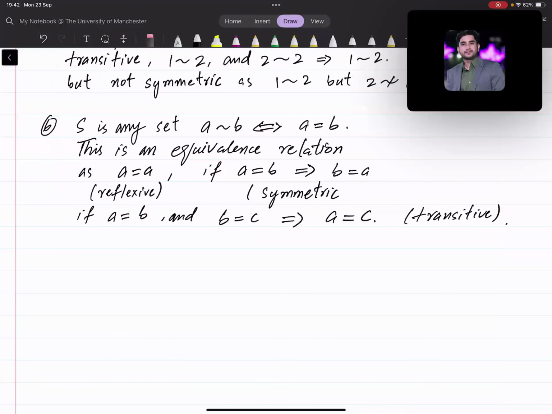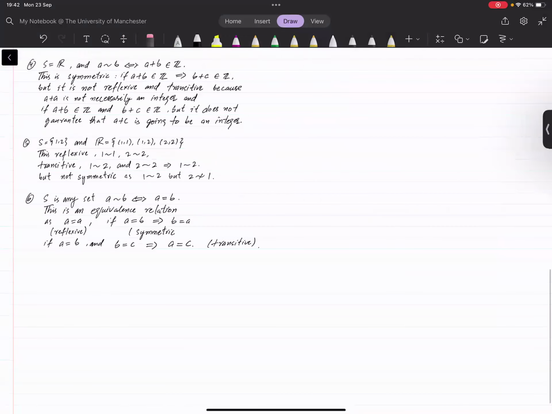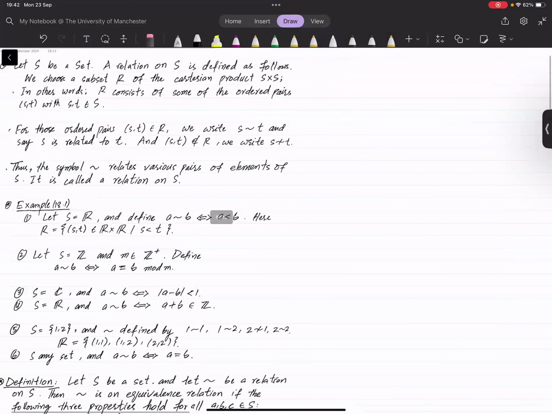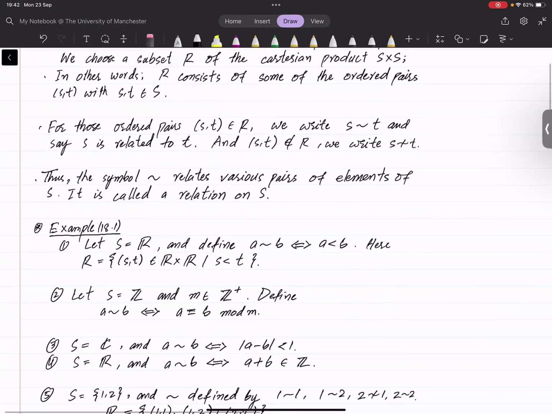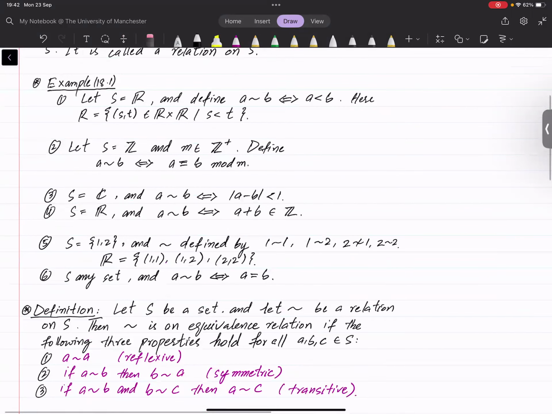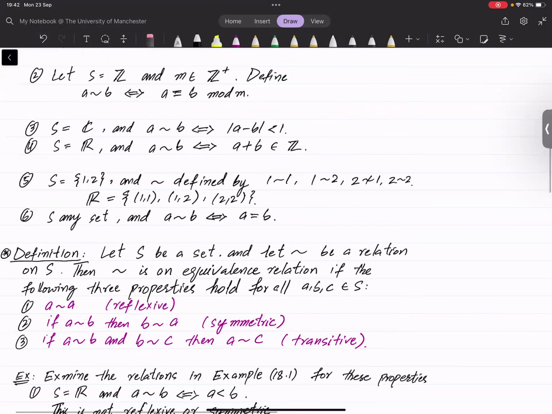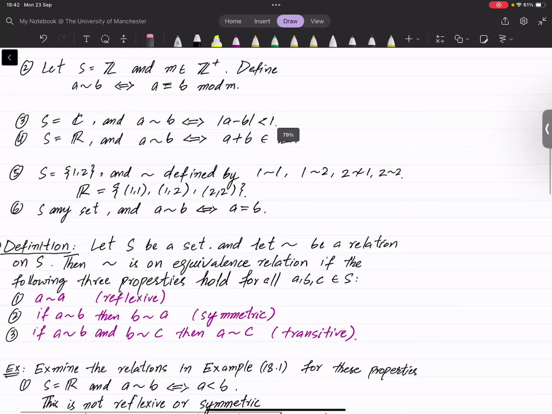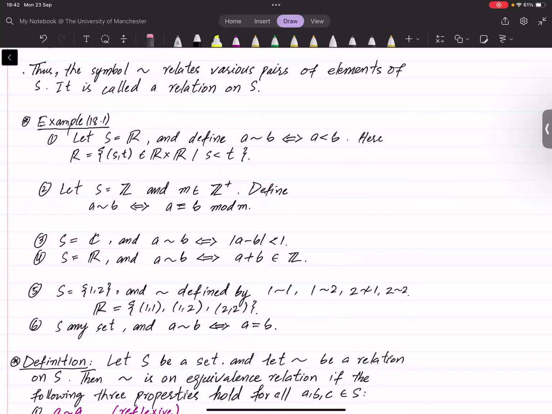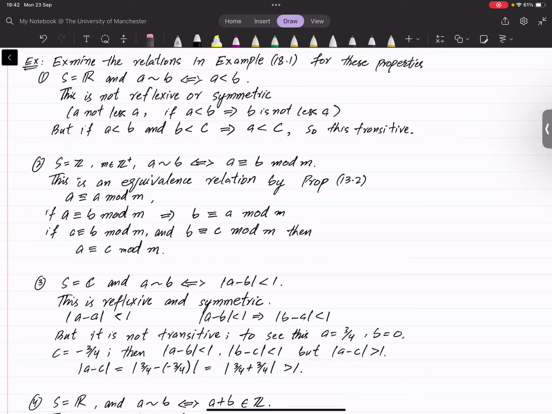So we are talking about chapter 18, equivalence relations. We have defined a set, and then we have defined a relation on that as a subset of the Cartesian product of a set. We have given some examples of relations, and then we have given a definition of an equivalence relation. A relation is an equivalence relation if it is reflexive, symmetric, and transitive. And then we have examined all of these examples of relations, to see which of them could be equivalence relations.